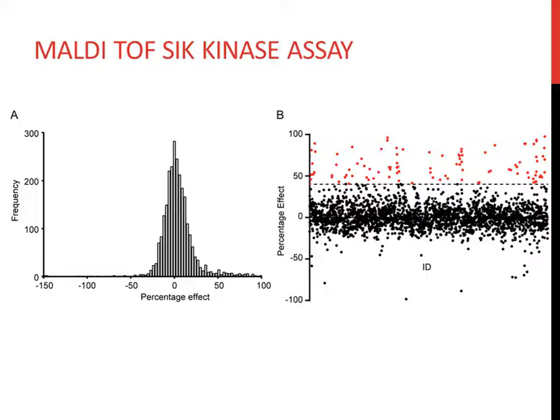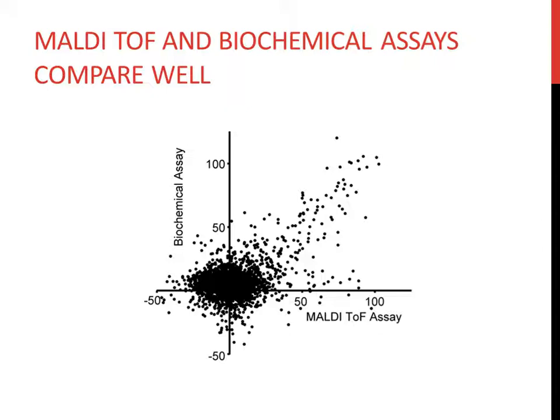And when we compare now the biochemical assay, which is on the y-axis, to the MALDI TOF assay on the x-axis, we can actually see there is a very nice linear distribution for the positive hits. What is interesting is only 1 or 2 of the hits in the biochemical assay we did not get in the MALDI assay, but we had quite a number of hits that we got in the MALDI assay, but we didn't get in the biochemical assay.